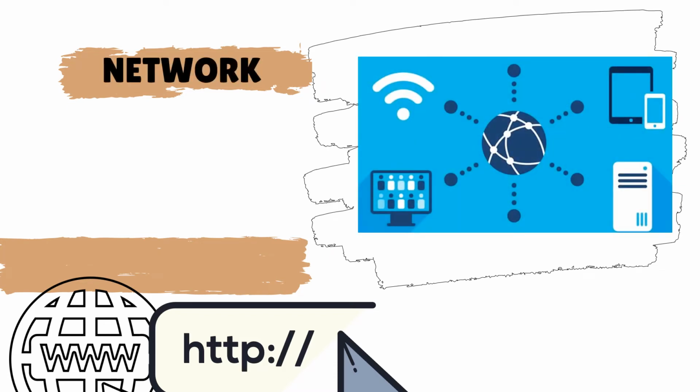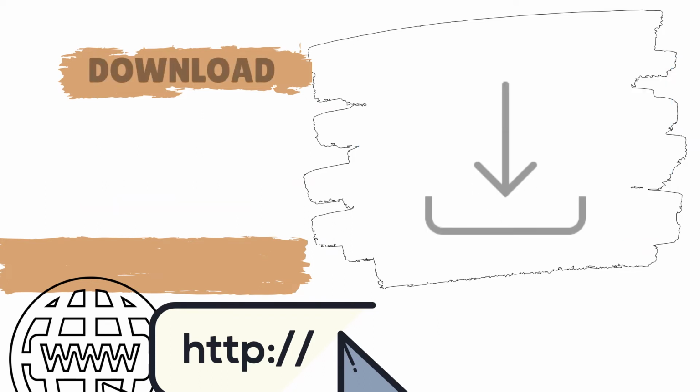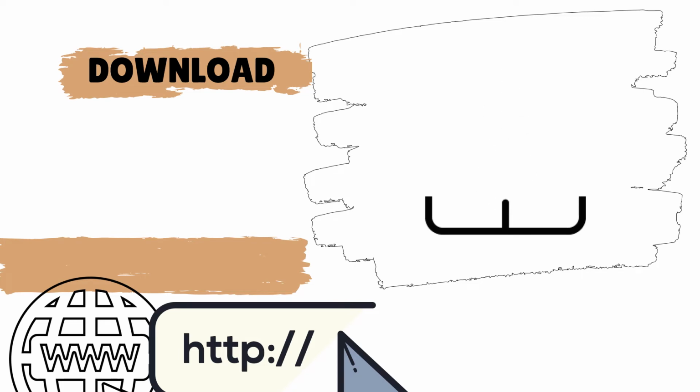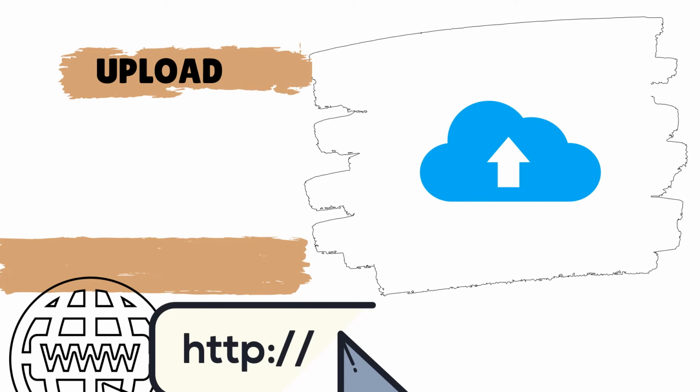Network. It consists of two or more computers connected to each other to share information and usage of devices such as printers. Computers in a network are connected through cables or wireless. Download. It is a process of receiving a file or transferring a file from the internet to a user's device. Upload. It is sending a file or information from the user's device to a specific site on the internet. It is the opposite of downloading, where a computer receives from the internet.